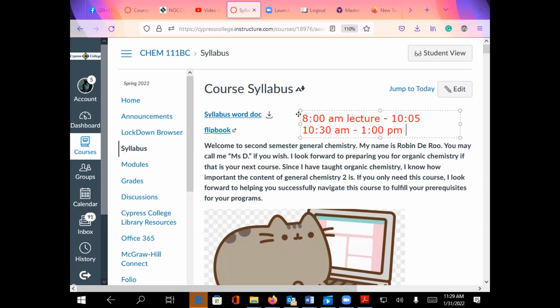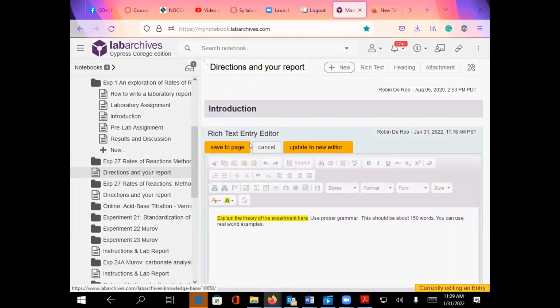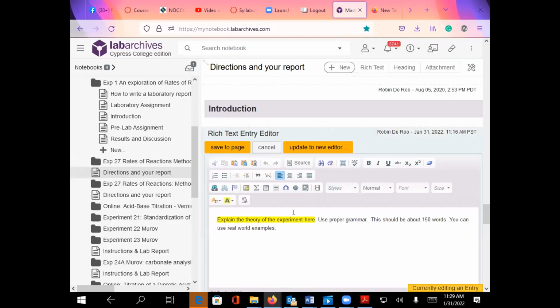Oh no, if you forget to submit on LabArchives, you still saved. As long as you saved, it's on there, I'll see it. But we want it, because you want to submit at the very end. So what I'm saying is, okay, so here. As long as you click the save to page, I can see it.